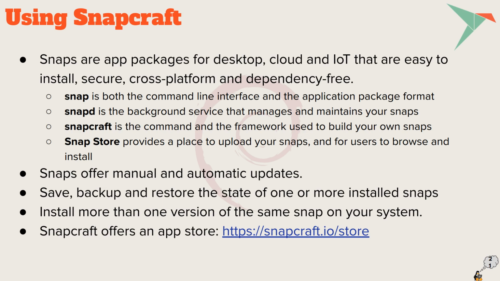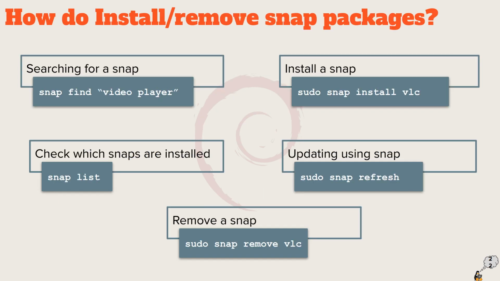Snaps offer a manual and automatic update cycle, meaning your program can be updated automatically if you so desire, or you can set it to manual if you don't desire automatic updates. You can save, backup, and restore the state of any snaps that you have installed in your system. These are features that are not available when you use traditional methods such as apt. You can install more than one version of the same snap in your system, which again is not something that you can do with apt. Snapcraft offers an app store, and you can go to snapcraft.io/store to take a look if you so desire.